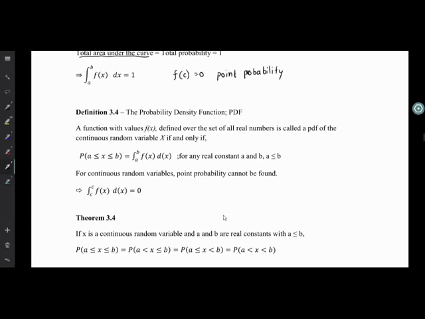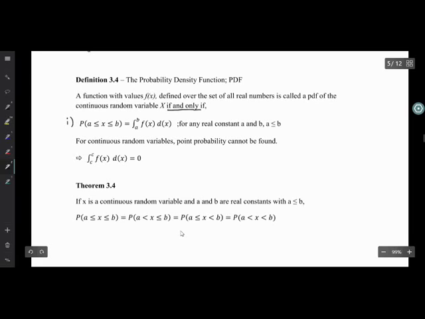So here's the definition. A function with values f(x) defined over the set of all real numbers is called a PDF of a continuous random variable X if and only if it satisfies these two conditions. The first condition is that the probability from a to b, you can calculate it with this integration of f(x) from a to b, and the point probability is 0, it cannot be found. Okay, so we call it a probability density function.